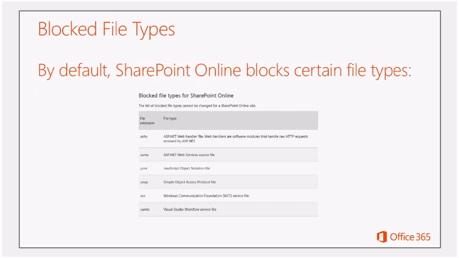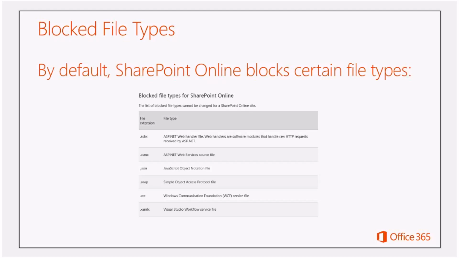It does list the on-premises ones as well, but for these online scenarios, you want to be concerned with the online files. So the .ashx, .asmx, .json, like we saw in the example, .soap, .svc, and .xamlx are the list of blocked file types.